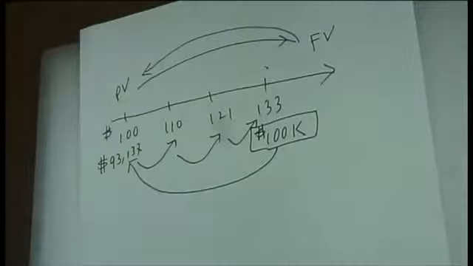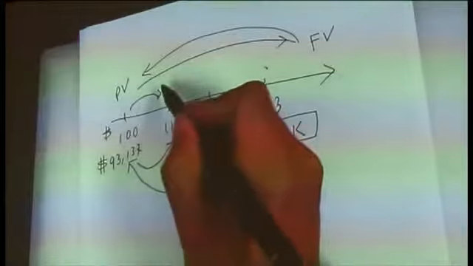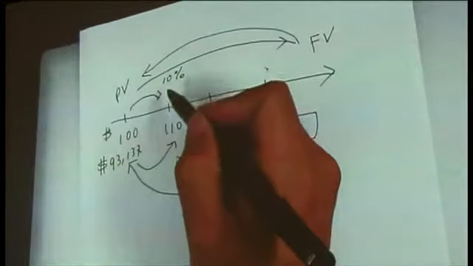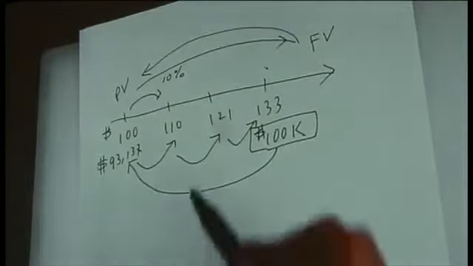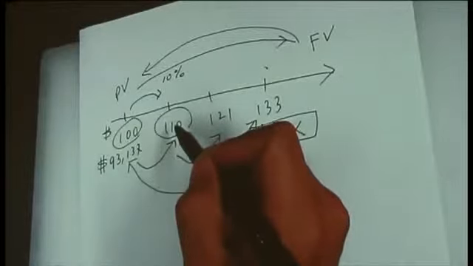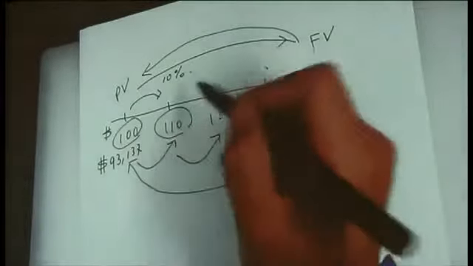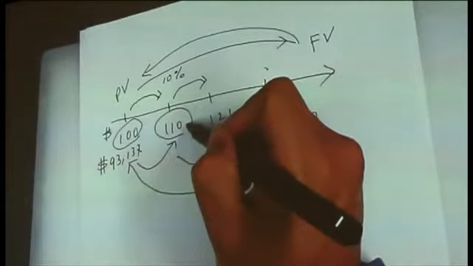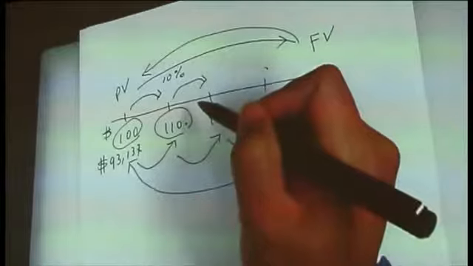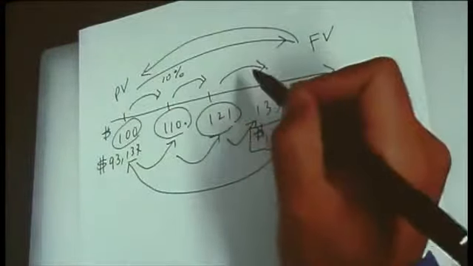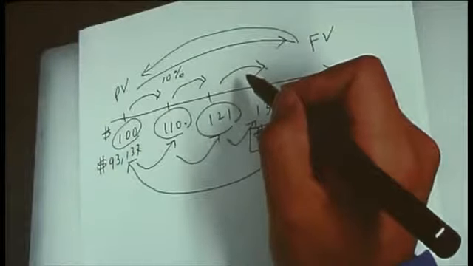But how do you do that? How did you go from here to here? 10% plus interest. The 100 to 110? $100 plus $100 times 10%, right? How did you go from here to here? $110 plus $110 times 10%, 121, right? How did you go from here to here? 121 plus 10% of 121.